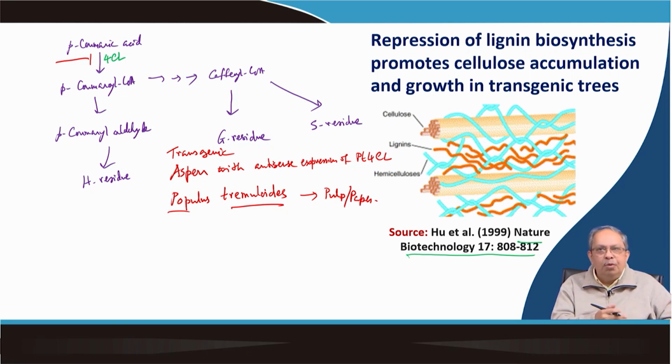Now, the question which came to our mind is that there are multiple 4Cls. In fact, the 4Cl they have chosen is specific for paracoumaryl CoA. So, this 4Cl is actually 4-hydroxy cinnamyl CoA ligase, but specific for paracoumaric acid, so that it accepts paracoumaric acid as a substrate and makes paracoumaryl CoA, not ferulic acid or sinapic acid as a substrate, that you must remember. So, this is the beauty.